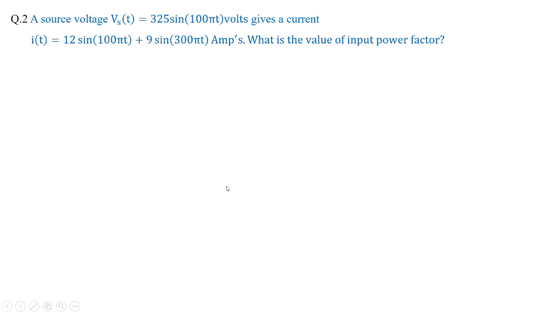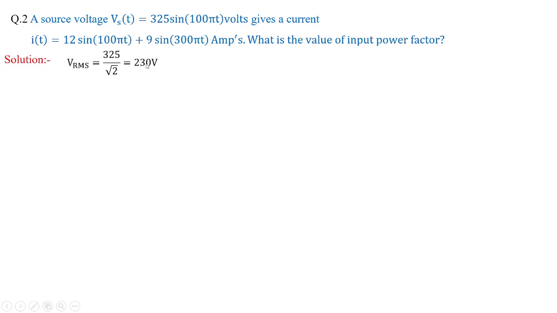Now another problem, you can see a source voltage Vs of t, which is given as 325 sine 100 pi t volts, and the current is obtained to be 12 sine 100 pi t plus 9 sine 300 pi t amperes. What is the value of input power factor? So the questions are framed in different way, but for the easy understanding, I have reframed the question in this fashion. So from here, the voltage, you can calculate the RMS value, which is nothing but 325 divided by root 2.